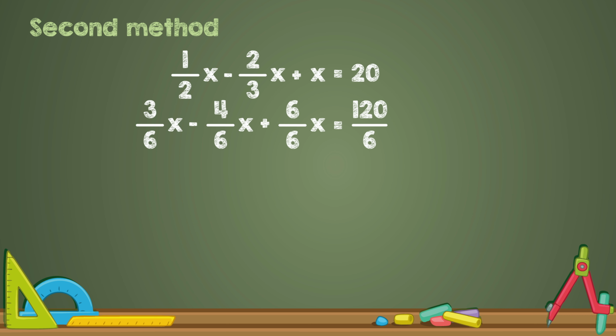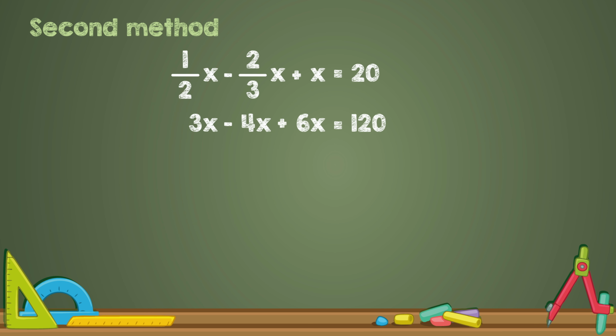Now we can multiply both sides by the least common multiple. In practice, it means that we rewrite our equation, but without the denominators. We add everything on the left side, which gives 5x equals 120, we move the 5, which gives x equals 120 divided by 5. 120 divided by 5 is 24. x is therefore equal to 24.